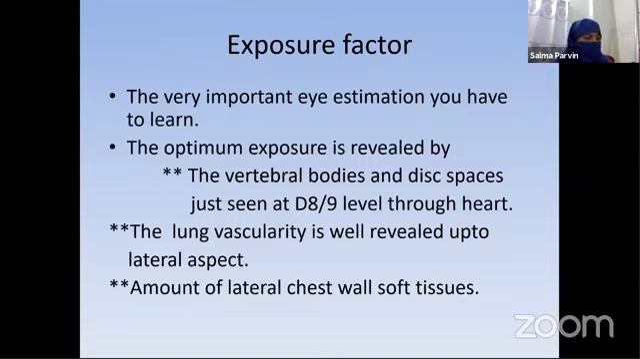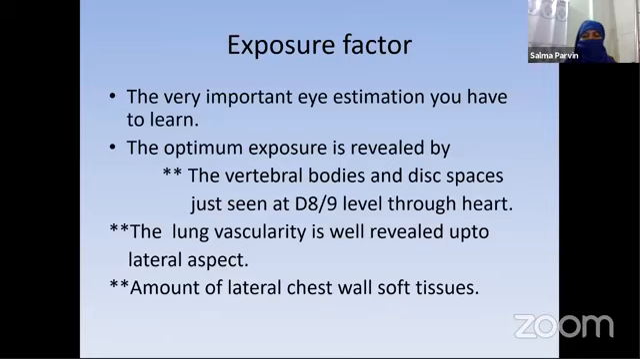And finally we have the exposure factor. The exposure factor is very important; we have to know it before it is decided. Now, what are the optimum X-ray exposure factors we have to know? Because everybody has their own weight, their own category of body density, and the factors are going to be read in the X-ray film.